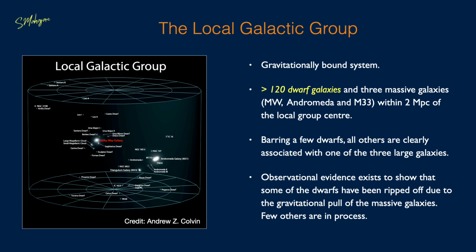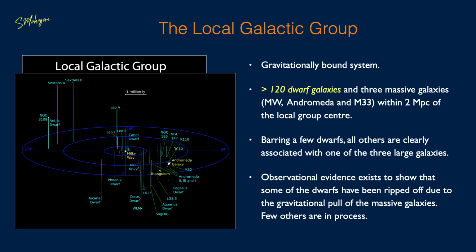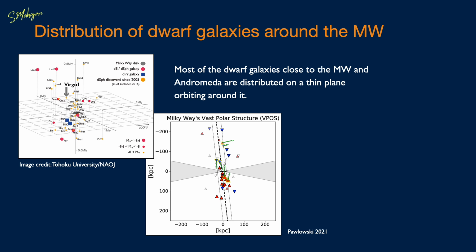In fact, all of these galaxies, along with two other larger galaxies and their satellites, form a gravitationally bound system known as the local group. The local group comprises more than 120 dwarf galaxies and three massive galaxies, the Milky Way, M31 and M33. You may also note that the dwarf galaxies are not distributed randomly around the large galaxies, but in planes above and below them. This observation left astronomers puzzled for decades.